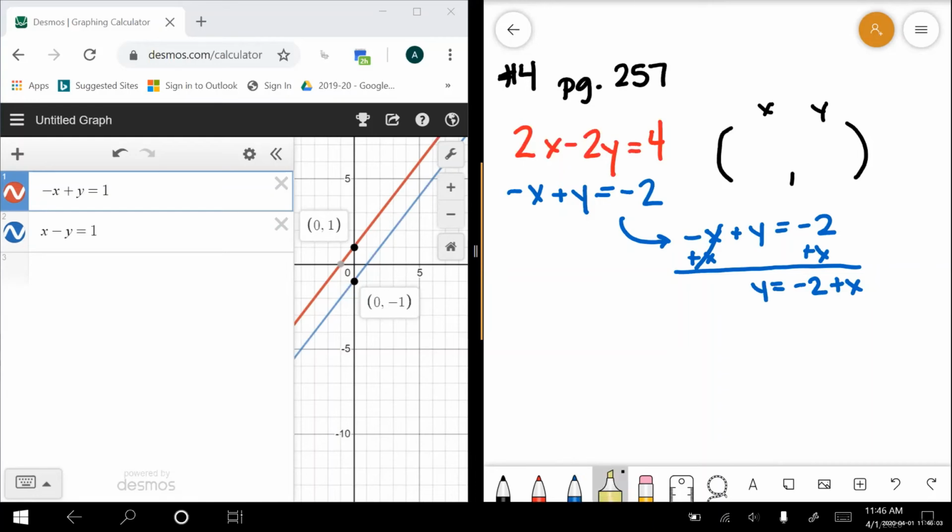Okay, so now I've got this isolated equation. Here it is, this stuff. I need to plug it in for y. Okay, y equals that yellow highlighted area. So I'm going to plug that into the red equation. I've got to plug it into red.